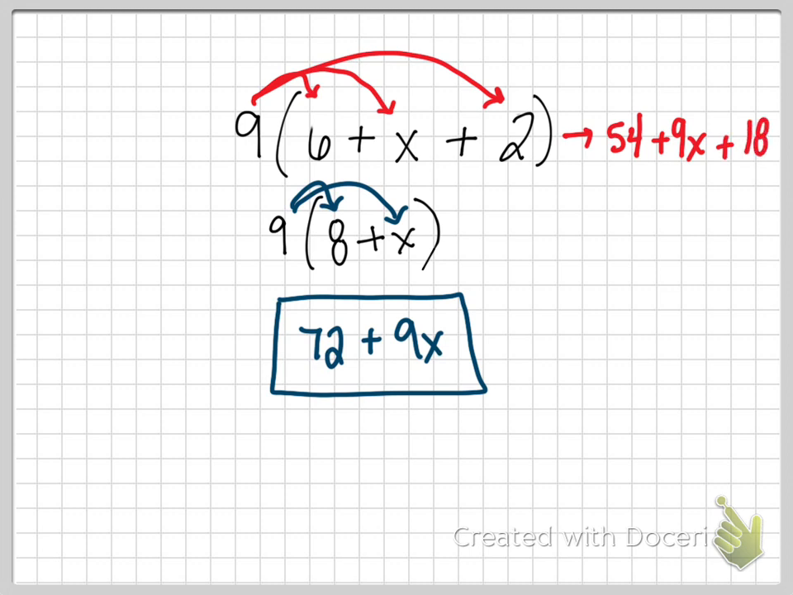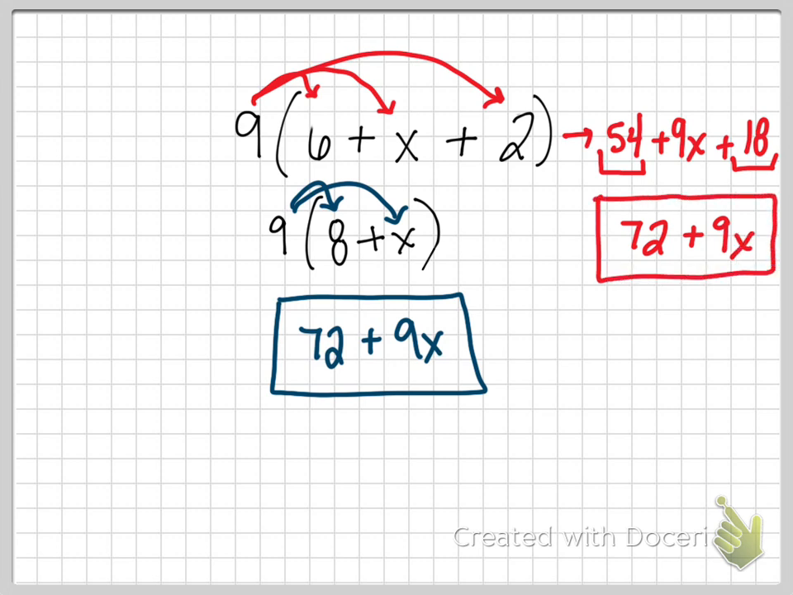And then we can combine our like terms. And we end up with the same answer, 72 plus 9x. So either way, you get the same answer. There's just 2 different ways to do it, okay? You can do whichever way makes sense to you, whichever way you like better.